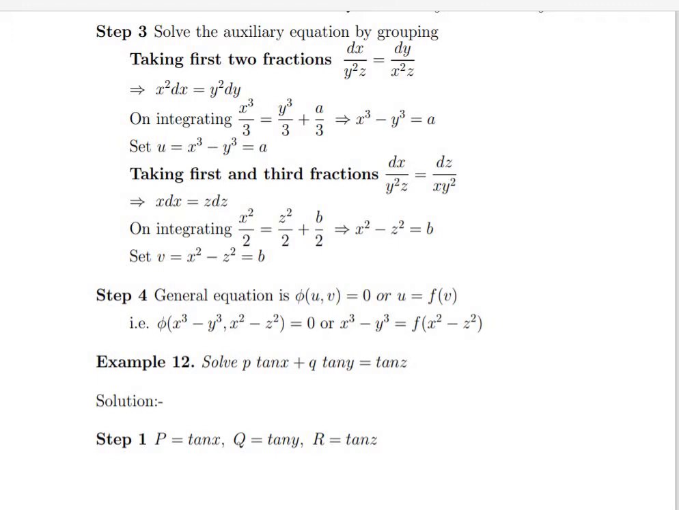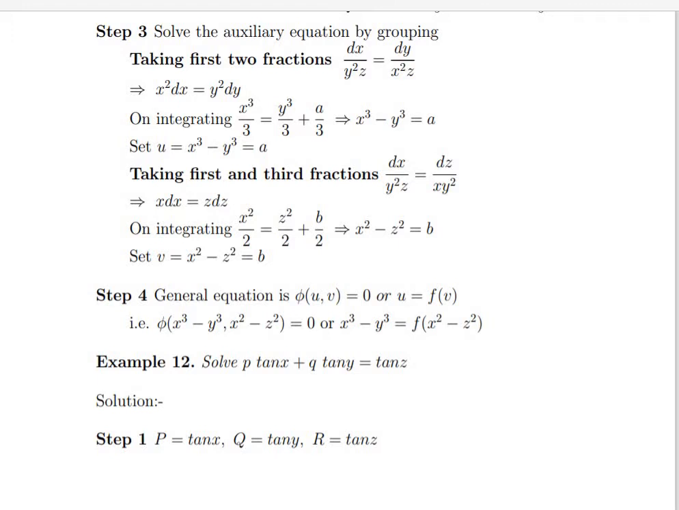So after that, we will multiply the entire equation with 3. Then the equation will get simplified as x cube minus y cube equal to a. So now we got a solution, and we will set that solution as u is equal to x cube minus y cube equal to a.